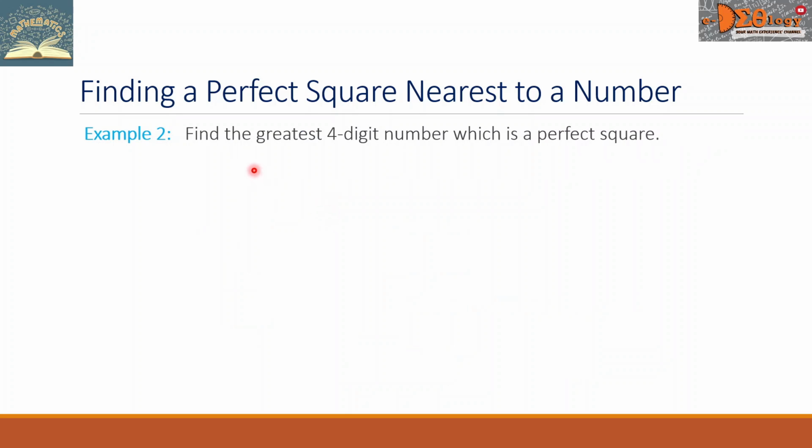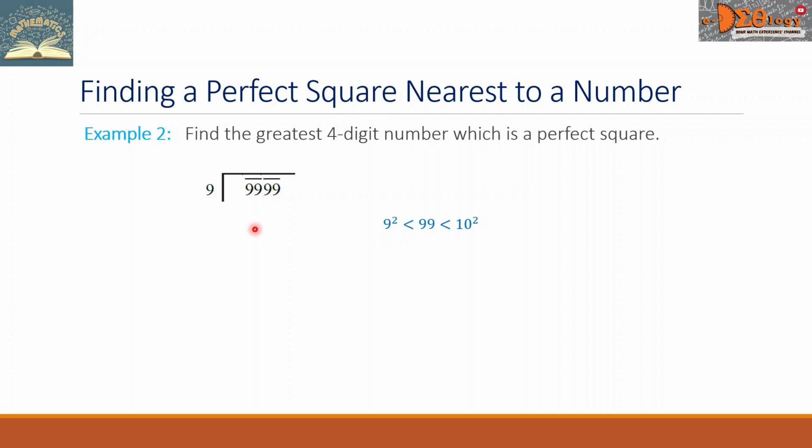Example 2. Find the greatest 4-digit number which is a perfect square. Note that 9,999 is the greatest 4-digit number. Let us try to get the square root of this number. Let's do the division method, we put the bars like this. Then we take the square root of 99. Notice that 99 is between 9 square and 10 square. 9 square is 81, 10 square is 100.